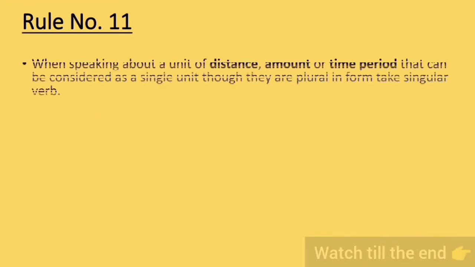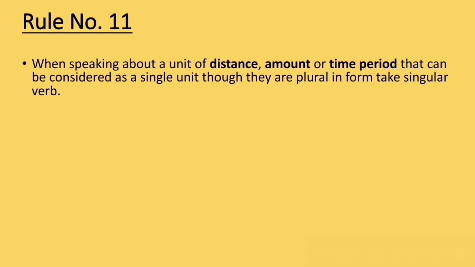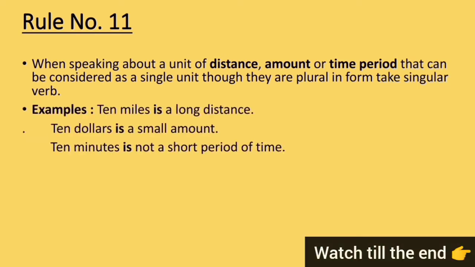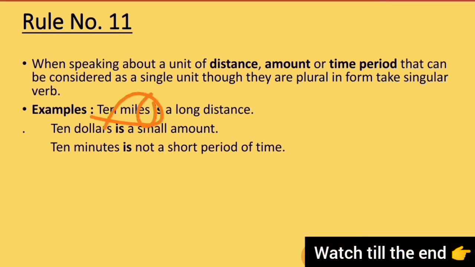Next, rule number 11. When speaking about a unit of distance, amount, or time period that can be considered as a single unit, though they are plural in form, they are originally a singular unit, so they always take singular verbs. Examples. Here you can find that 10 miles takes is, a singular verb. 10 minutes, $10. Why? That's the explanation.